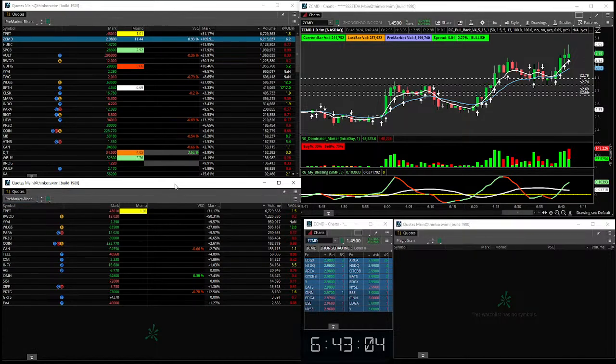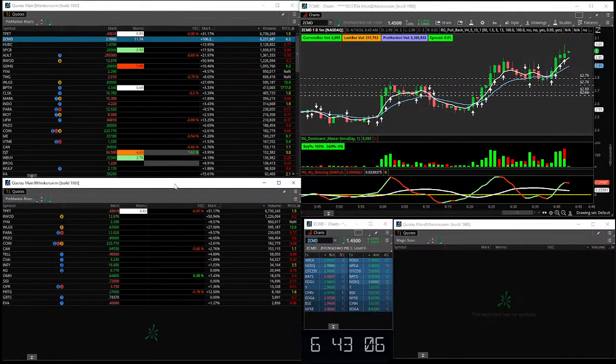Long wicks on the top are never a good sign. Those are sellers driving it back down or people taking profit. Good job, Yatu.